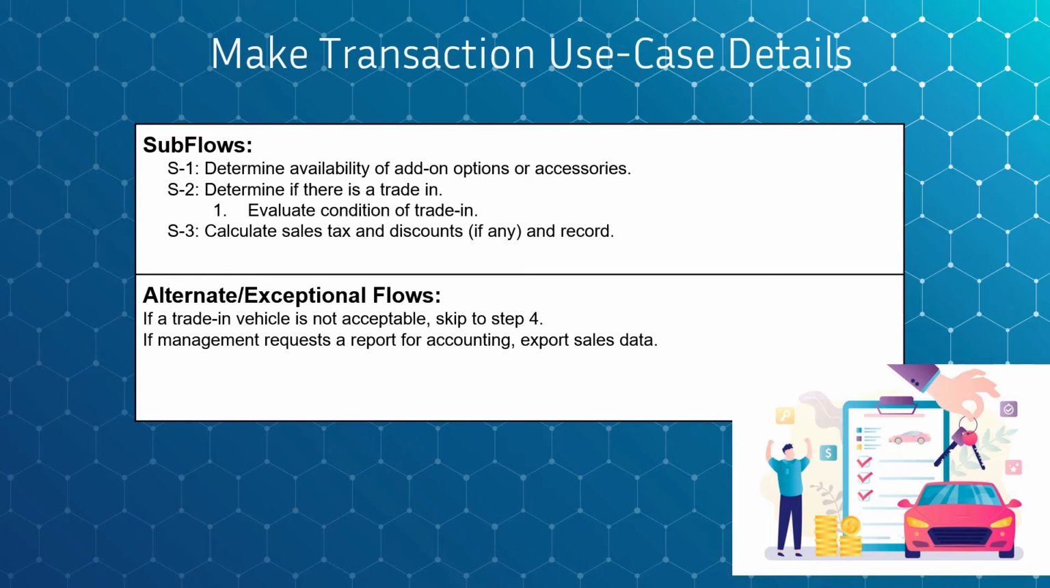As alternative or exceptional flow, if a trade-in vehicle is not in acceptable condition, skip to step 4, which is determining whether client would like to finance or not. And another alternative flow is that if management requests a report or accounting, export the sales data so that they can use it for their reporting purpose.